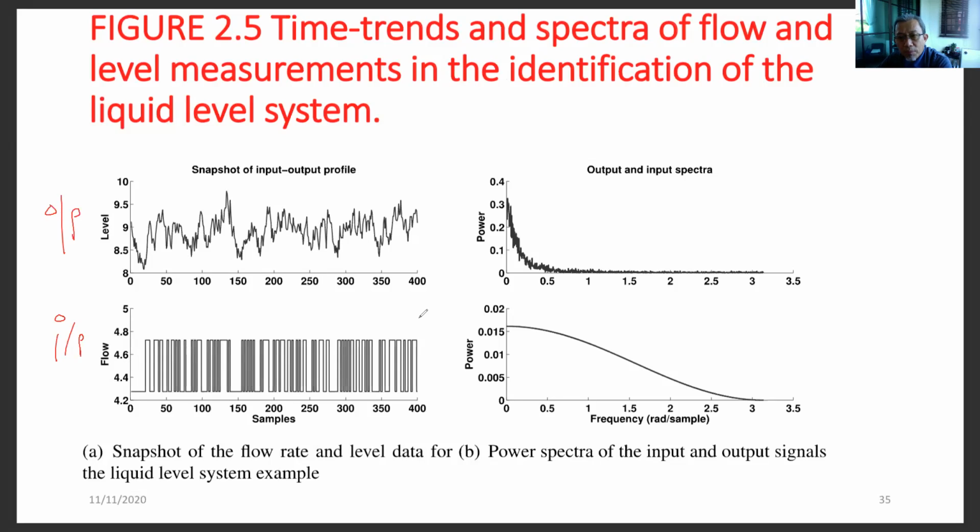And then when we plot the spectra, the input and output spectra are over here. This is the power spectrum of the PRBS, and this is the power spectrum of the output of the system. Basically, it is in decibels versus frequency.